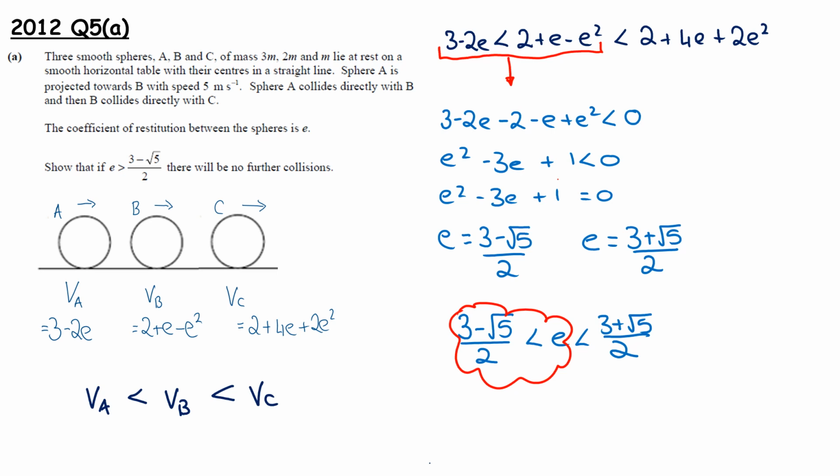And that will also come out if we look at this piece here. So we have e is greater than 3 minus root 5 over 2. And that is as we were asked.